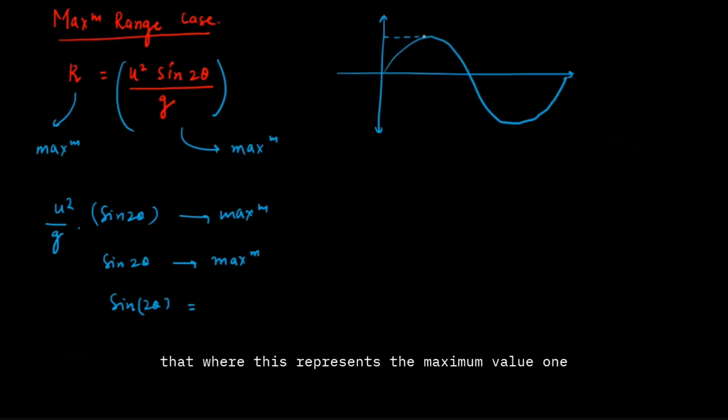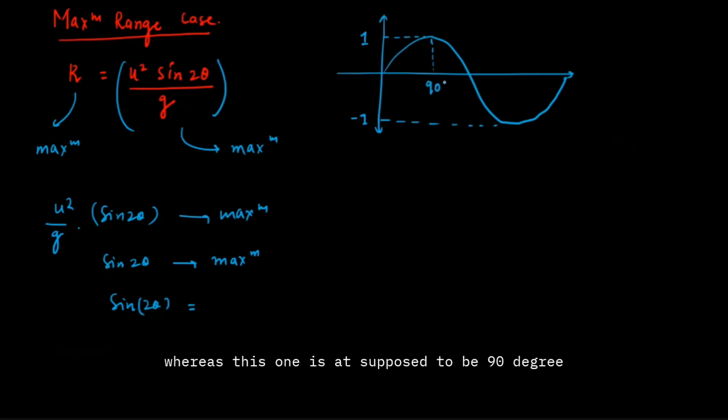Here this represents the maximum value 1, and sine theta has minimum value -1. This one is at 90 degrees, 0 is at 180 degrees, -1 is at 270 degrees, and again at 360 degrees it becomes 0. So sine 2 theta is maximum at 90 degrees.